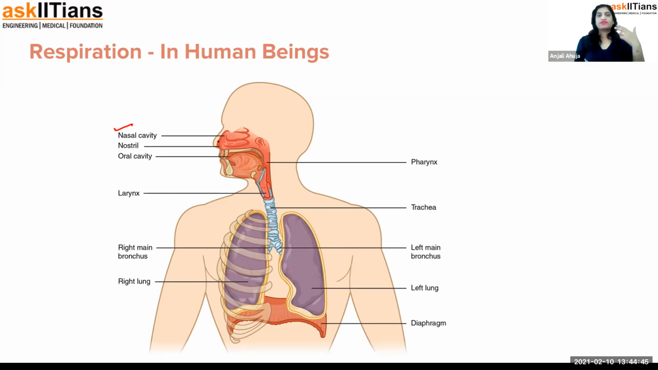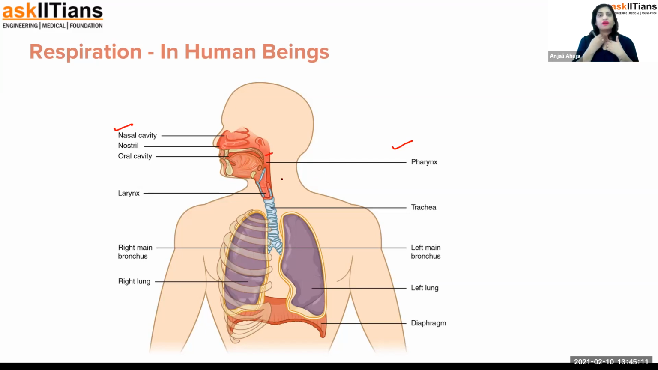So from the nasal cavity, through the nostrils, air is moving inside and then it is going toward the pharynx. In the last part, I told you there are three parts of the pharynx: nasopharynx, oropharynx, and laryngopharynx. Oro and bucco are the same, oral cavity and buccal cavity. So anyways, from the nasopharynx, air is moving further, taking entry into the air pipe.